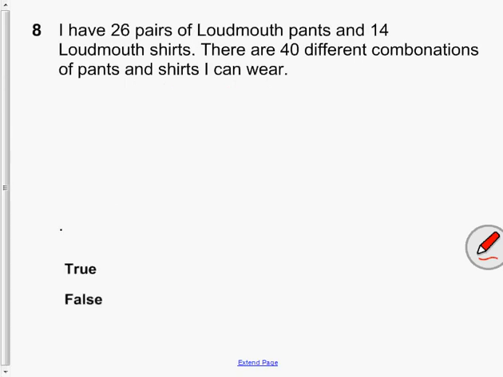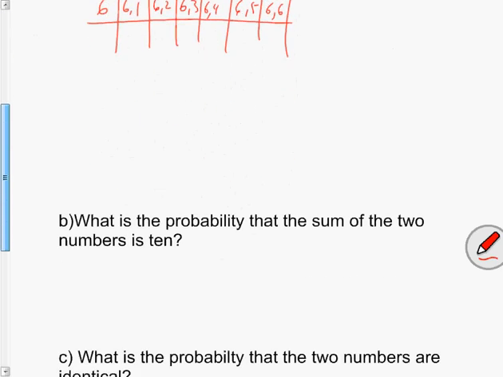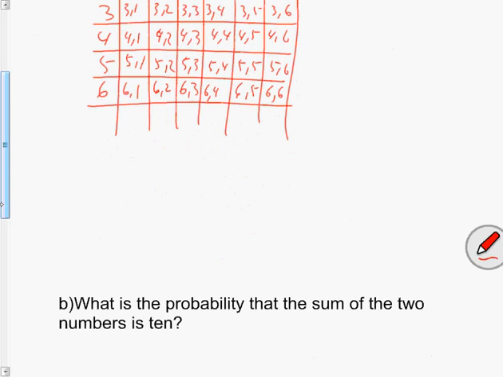It says, I have 26 pairs of loudmouth pants and 14 loudmouth shirts. Therefore, there are 40 different combinations of pants and shirts. The answer is false for this one, and here's why. Actually, hold on, I think I missed some questions back there. Yes, I did. Oh, my heavens. Right here. I knew I forgot something.